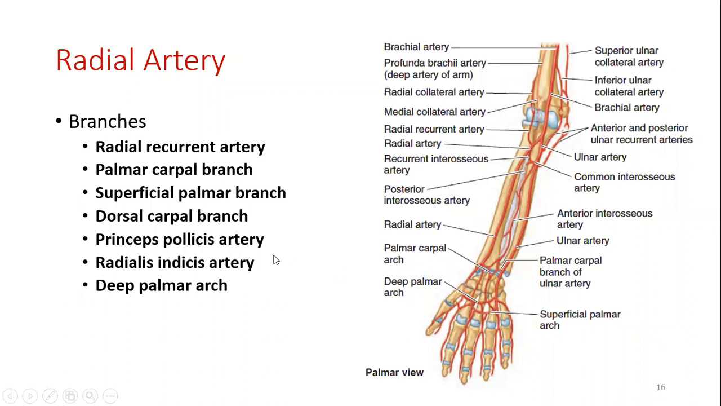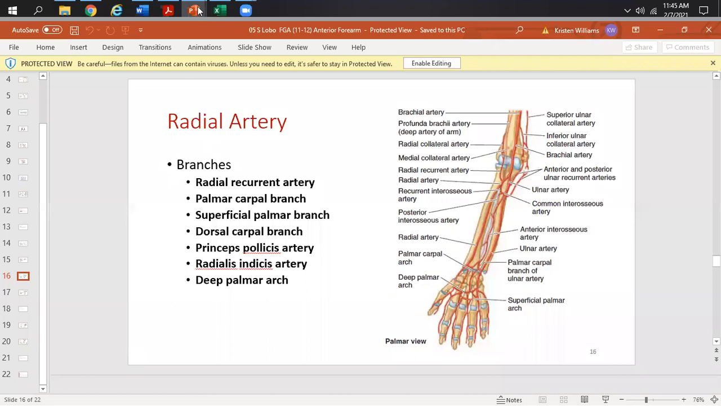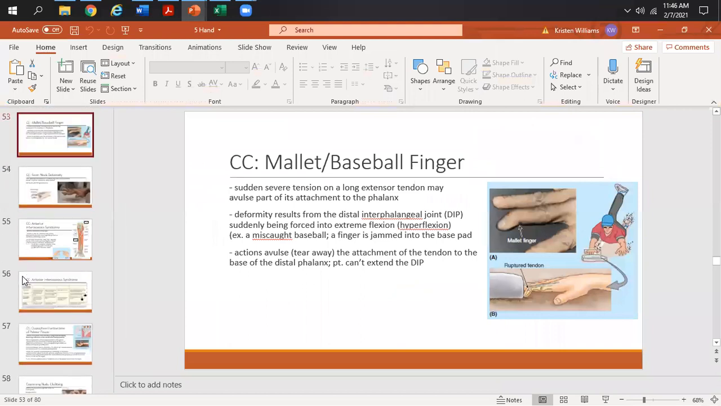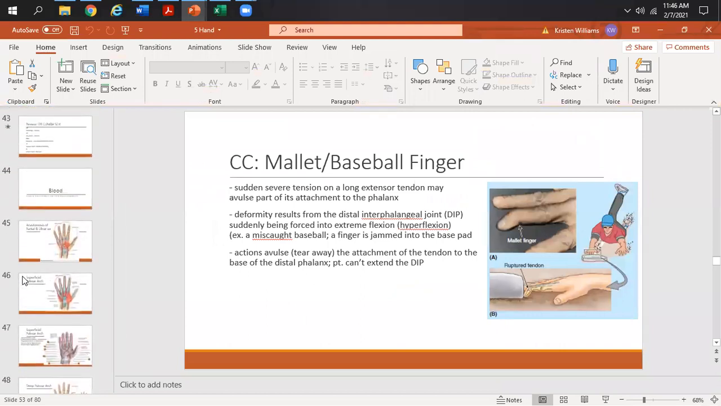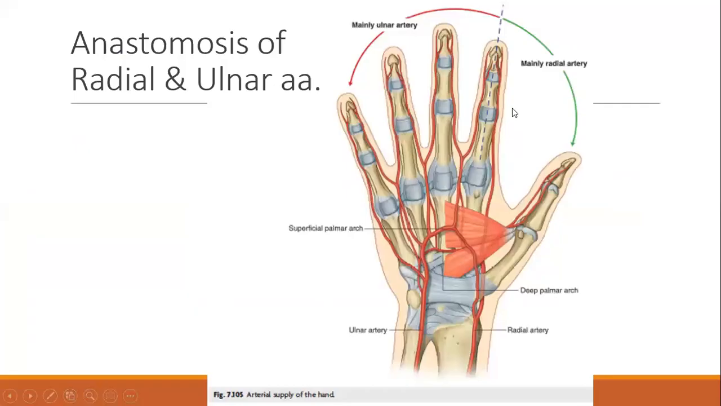The two biggest anastomoses that we had to learn about were the superficial and the deep carpal branches, which I like the picture that I have because it's from Gray's. So you can see how both the ulnar and radial arteries provide blood to your superficial and deep palmar arches. So together they represent an anastomosis of those two major arteries.